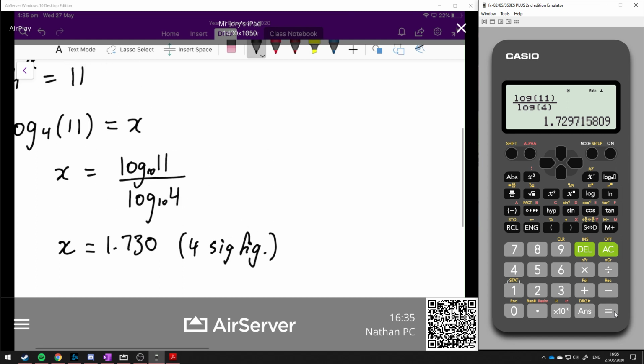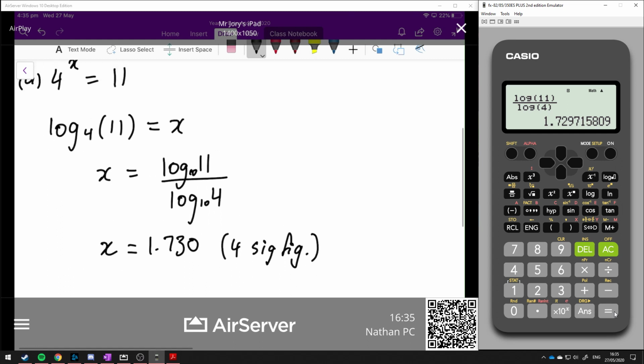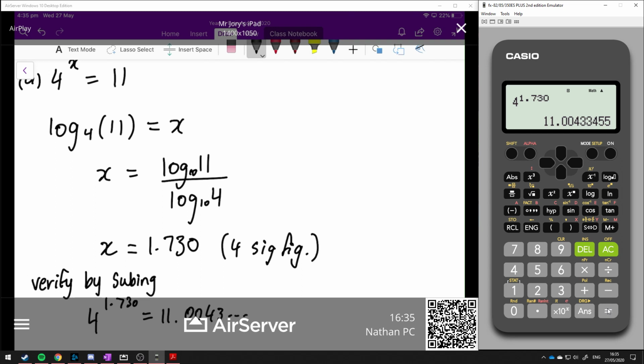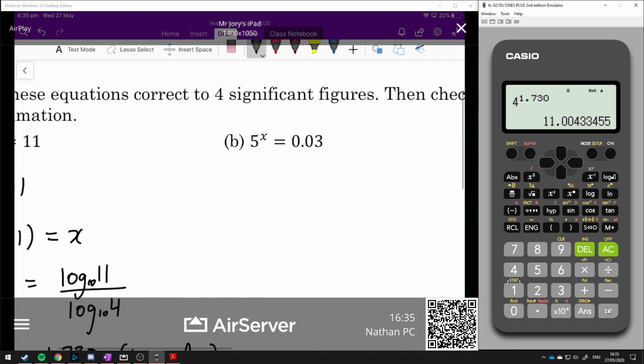Now, to verify our answer, we're just going to put it back in. So verify by subbing. So we get 4 to the power of 1.730, and that should be very close to 11. So 4 to the power of 1.730, and we get 11.043, which is pretty close to 11. Okay, so we're pretty happy with that. So let's go to the next one.